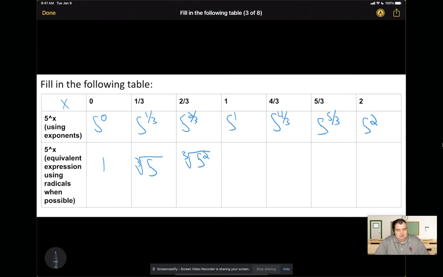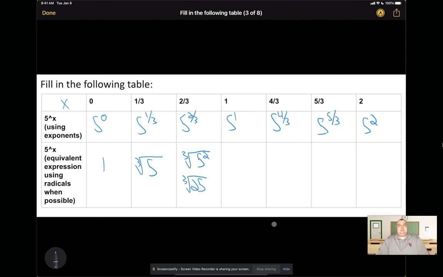So that could be written like that. So the cube root of 5 squared. Okay. Well, I could also write that as the cube root of 25. How do you think I got 25? Well, 5 squared is equal to 25.